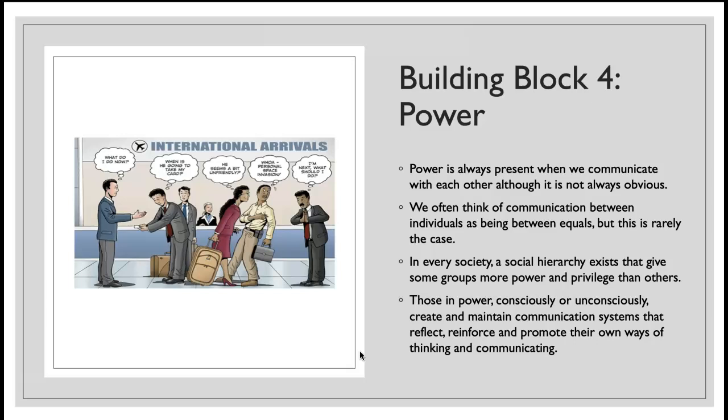And so the interaction might alter just a bit, just because somebody has more power over you. And this is so interesting to observe, that in every society, a social hierarchy exists that gives some groups more power and privilege than others. And those in power, consciously or unconsciously, create and maintain communication systems that reflect, reinforce, and promote their own ways of thinking and communicating.